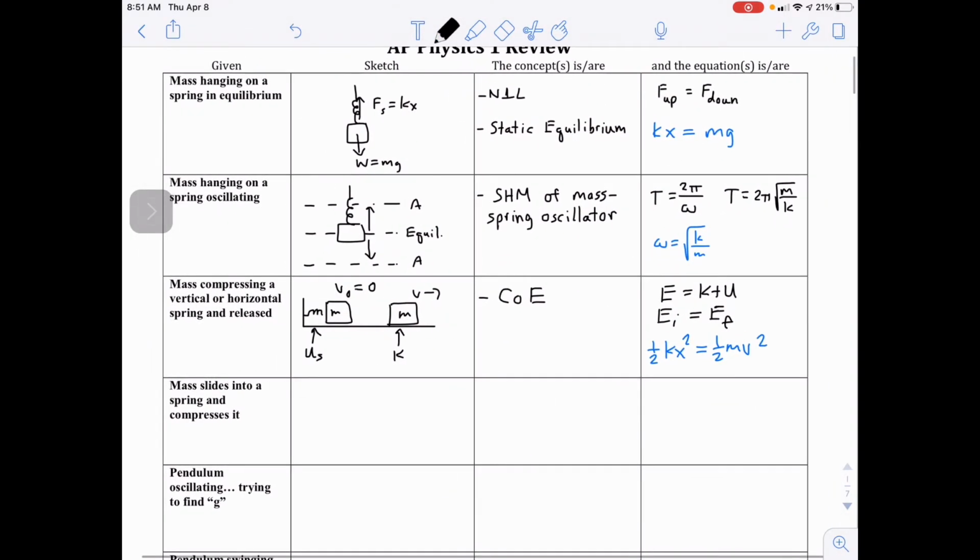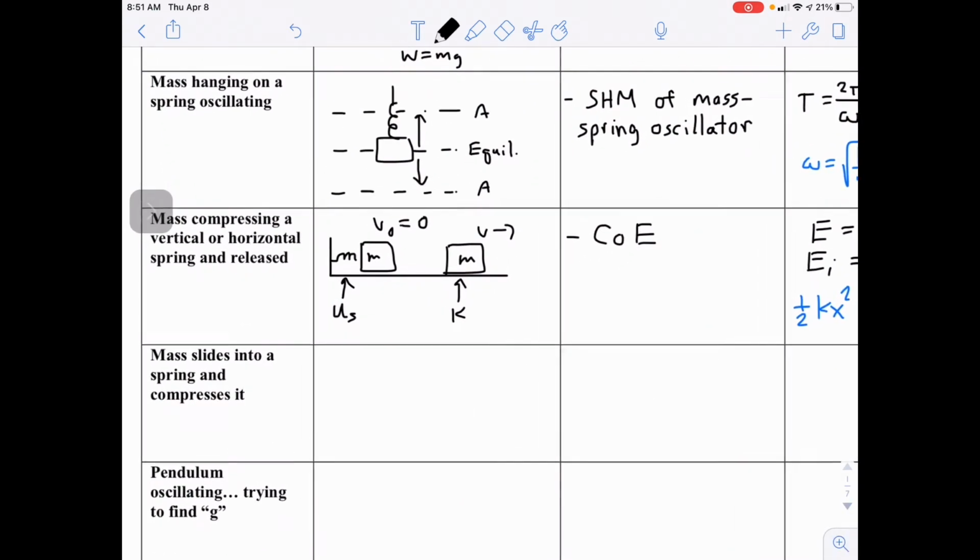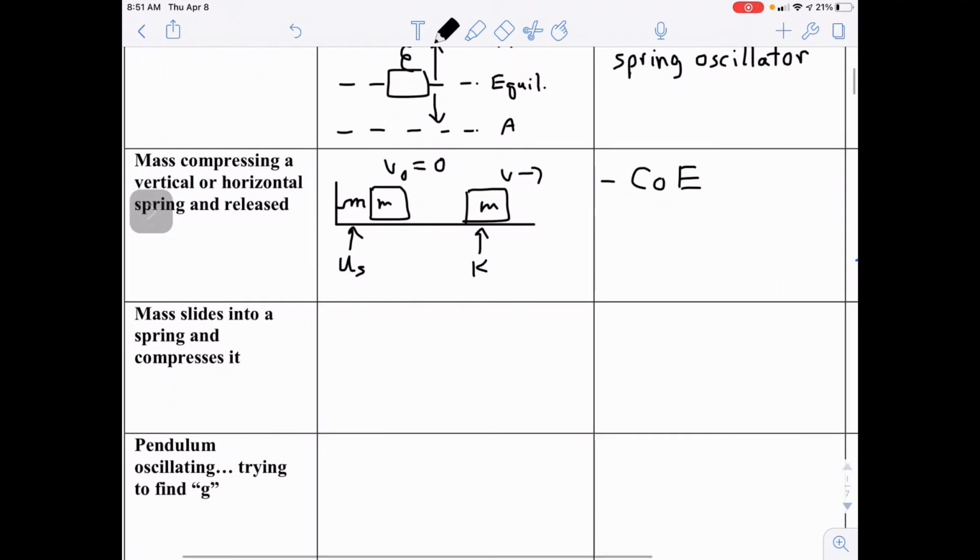Well, the next scenario we have is really just the reverse of the third scenario. So we have a mass that's sliding, but it slides into a spring and then ends up compressing it. So let's draw the picture in reverse order. There's the spring. There's the mass. It has initial velocity. Okay, and then it's eventually going to come and strike the spring and compress it.